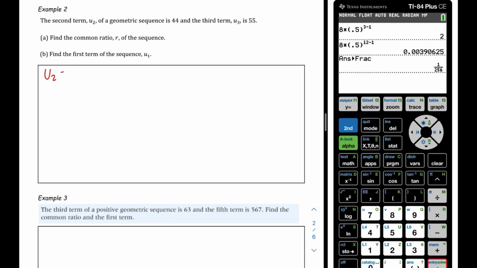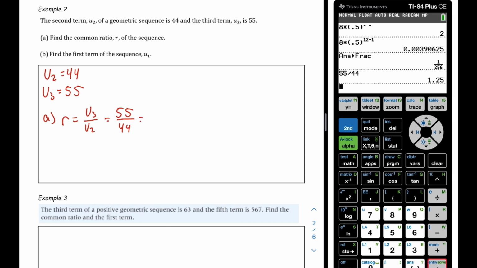So let me break that down. And the third term, u3, is 55. Find the common ratio. A. Well, in order to find our common ratio, we can always do u3 divided by u2. So u3 divided by u2, we have 55 divided by 44, we get 1.25. So our common ratio is 1.25.